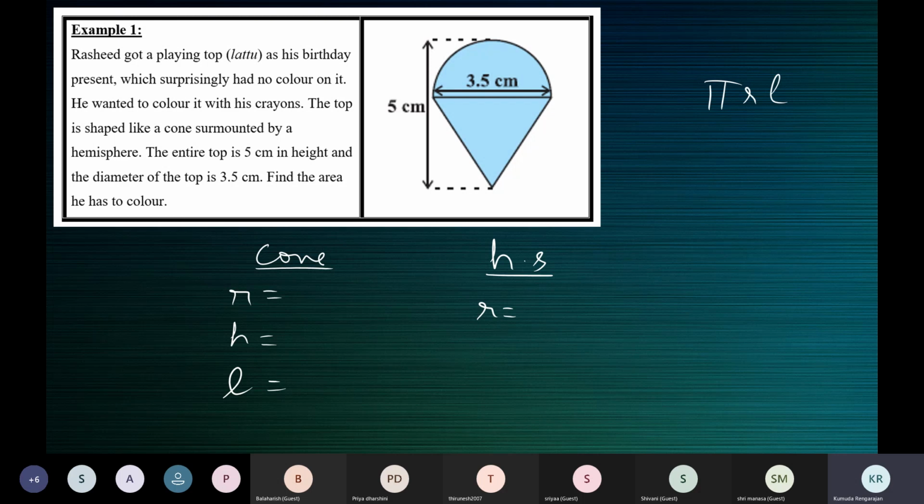Now, children, tell me, what is the radius of the cone? 3.5 by 2. 3.5 by 2 or?